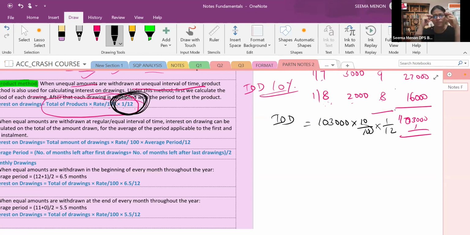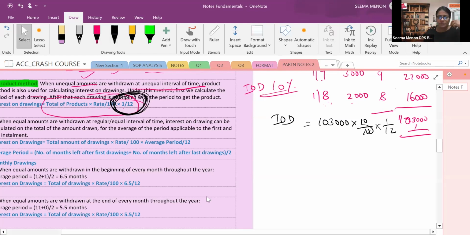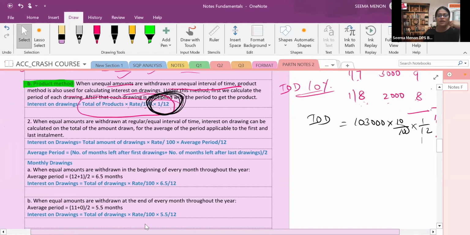So when the partner withdraws, from where do they withdraw the drawings? They withdraw from the profit. Then there are various methods of calculating interest on drawing. First, we are discussing the uneven amount and uneven time. When they withdraw, there is no regularity in time, and no fixed amount of withdrawal. Could be 5,000, could be 3,000, whatever.